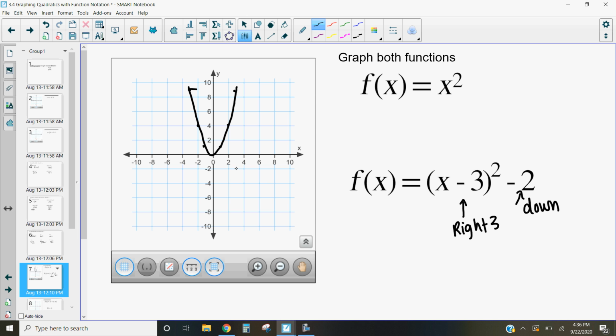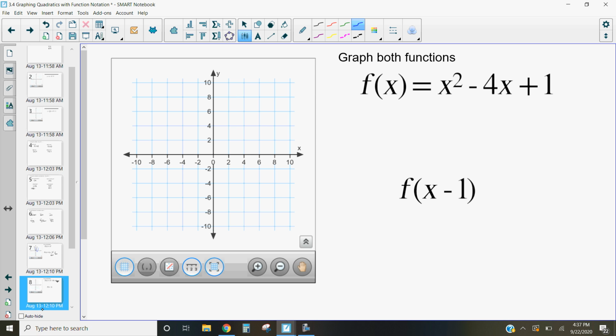So I'm going to go over 3, down 2, and then my graph is going to look exactly the same as it did before. I'm going to do this in a new color. So up 4. Okay, and notice how our graph looks exactly like it did before. We've just moved it, right? Same graph, shifted. We're going to do the same thing with all of these.